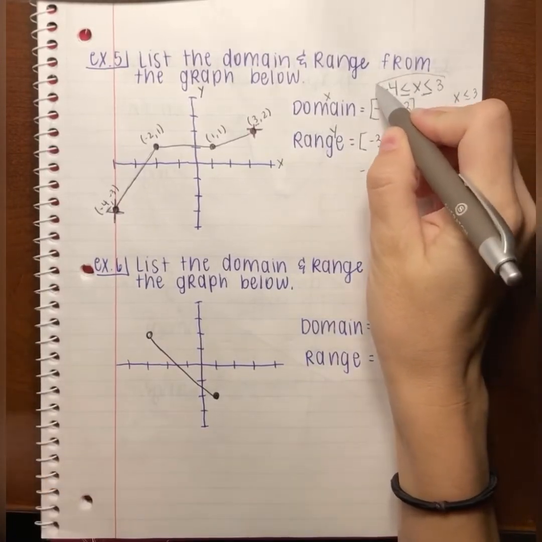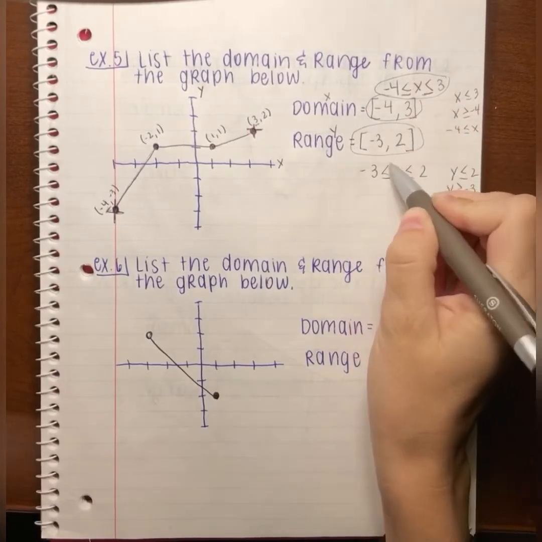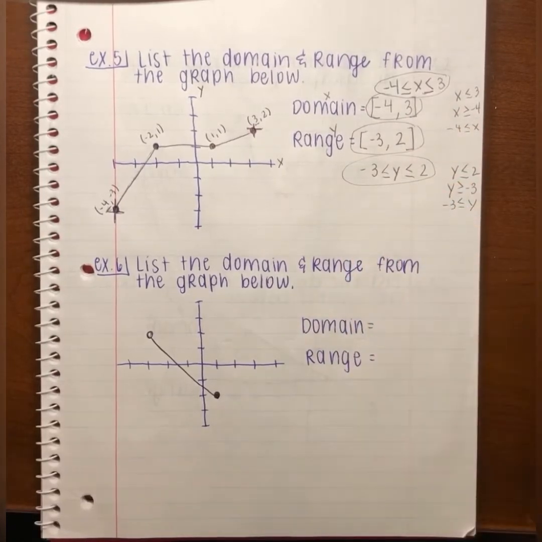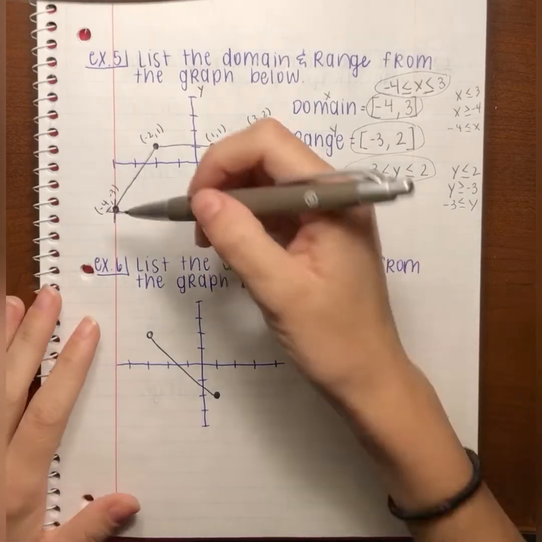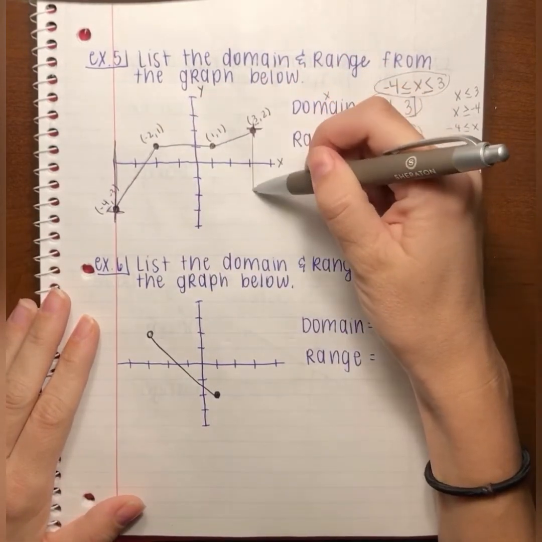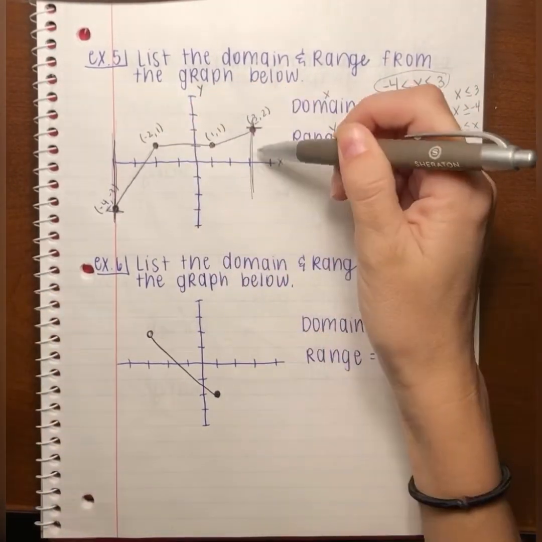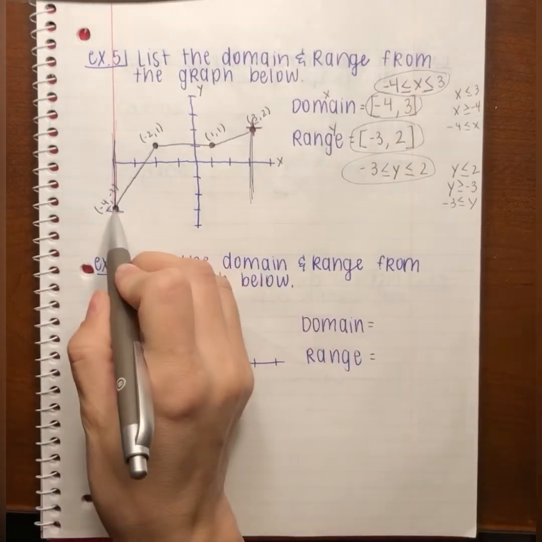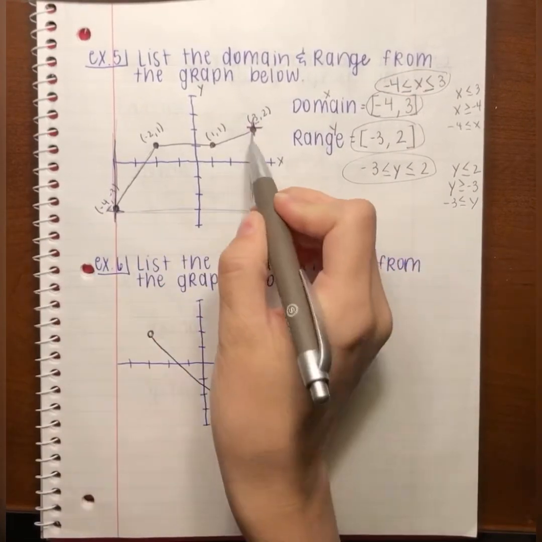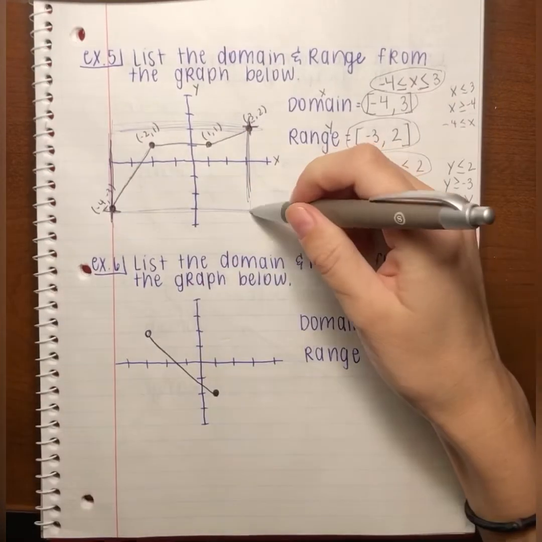So either way would be our answer. You're going to see it written both ways, okay? Some people like to actually extend their limits all the way up and down. So you can see this is the furthest to the left and the right. This would be the lowest and the highest. So it kind of creates like a box.